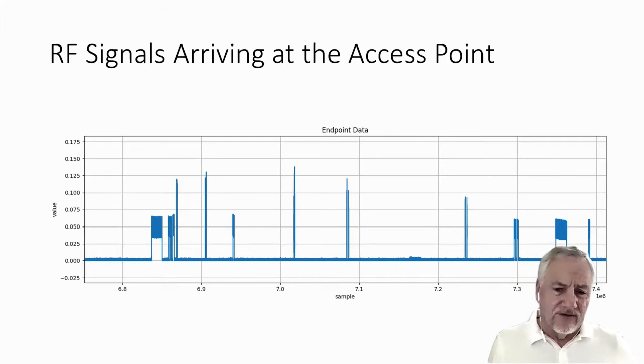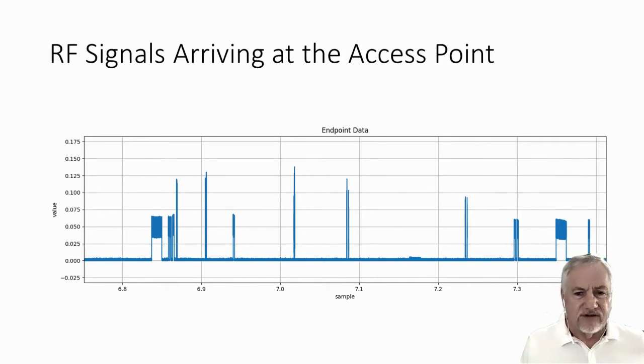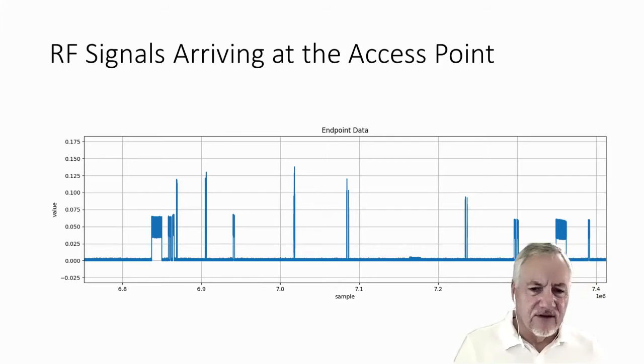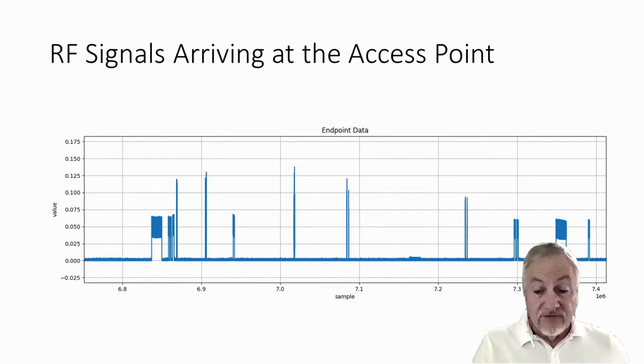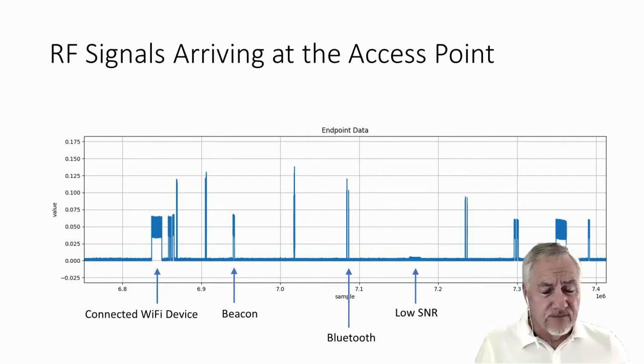But you see quite a variety of different kinds of signals. You can tell that they're different from one another. And we can derive a little bit of information from this, but probably not enough to actually identify a device. For instance, we can tell that the first signal, it's longer than the rest. So it is probably a device that's connected to the access point and sending data.